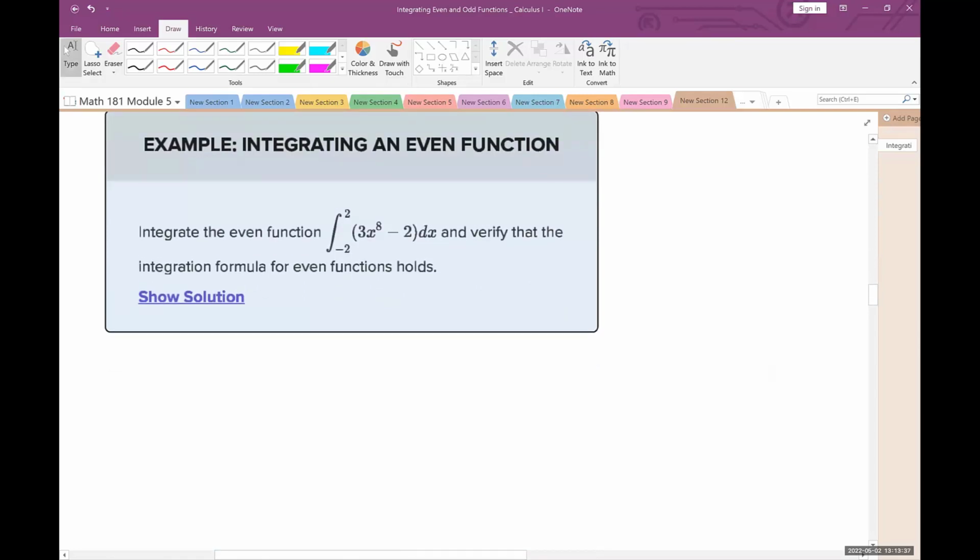Okay, here we go. The integral from negative 2 to 2 of 3x to the 8th minus 2. First of all, is it an odd or even function? If anything, I'd bet even because of that x to the 8th, but let's find out. Let's plug in f of negative x. That's going to be 3 times negative x to the 8th power minus 2. The even power makes the negative go away, so it's just 3x to the 8th minus 2, and that's the same thing as f of x. So this is an even function.